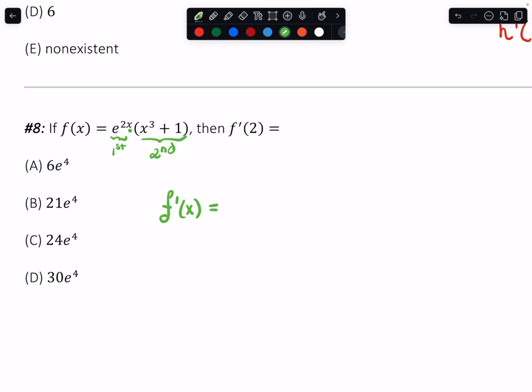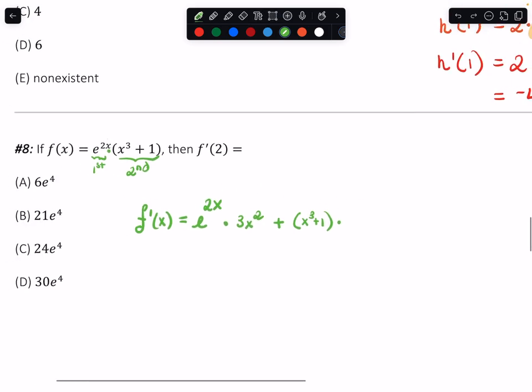So again, I have my mantras. e to the 2x is first, times the derivative of second. What is the derivative of x cubed plus 1? It's 3x squared, plus 0 because the derivative of 1 is nothing, but I'm not going to write that, so we're done with that part. But it's first times derivative of second plus second, x cubed plus 1, times the derivative of first. Be careful here because now when you do the derivative of first, you need the chain rule.